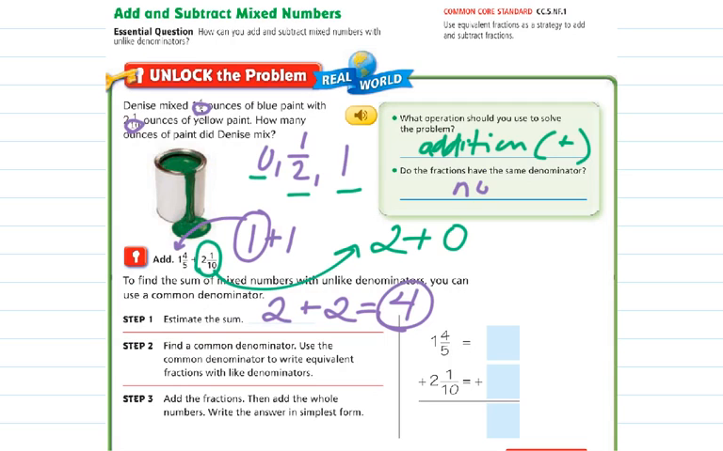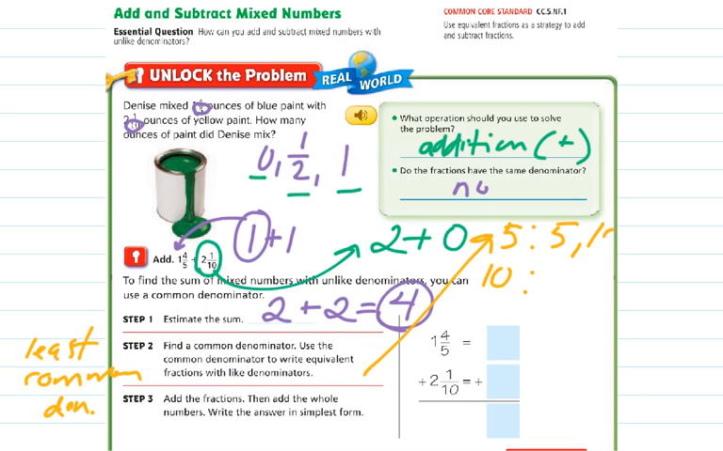So step 2, it says find a common denominator. Use a common denominator to write equivalent fractions. I'm going to recommend, boys and girls, that you use the least common denominator. We want to use the least common denominator, so we're going to make a list off on our side. We're going to start listing our multiples of 5 and of 10. So the first two multiples of 5 are 5 and 10. The first multiple of 10 is 10. Boys and girls, we can stop right there. We see 10 in both lists. That is our least common denominator, and we're also going to use that to help us rewrite our denominators.